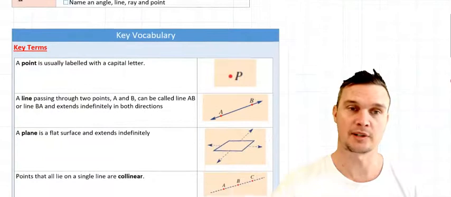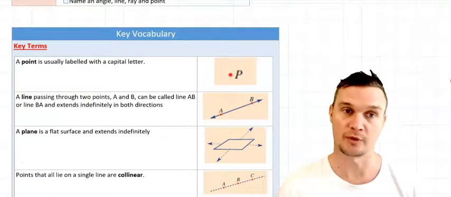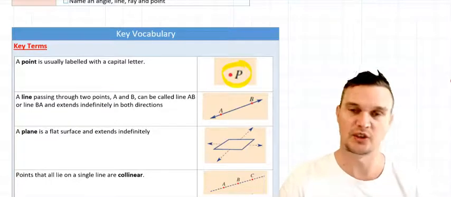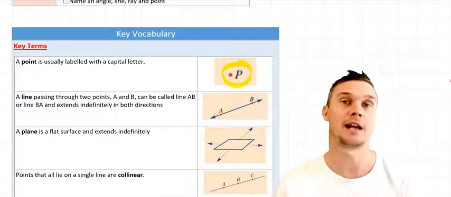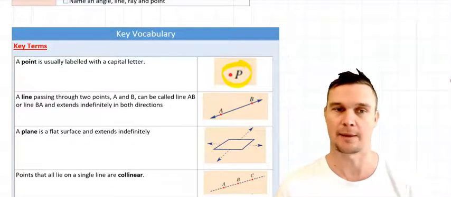So the first key point that we're going to learn is obviously a point. A point, when we're talking about geometry, is usually labelled with a capital letter. It looks like this: we usually just do a dot and label it with a capital letter. It's very important because when we get to naming angles or lines, etc., we name them with that capital letter.